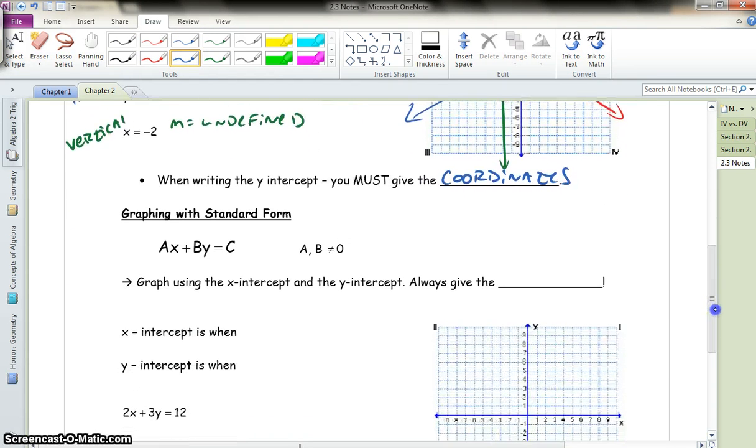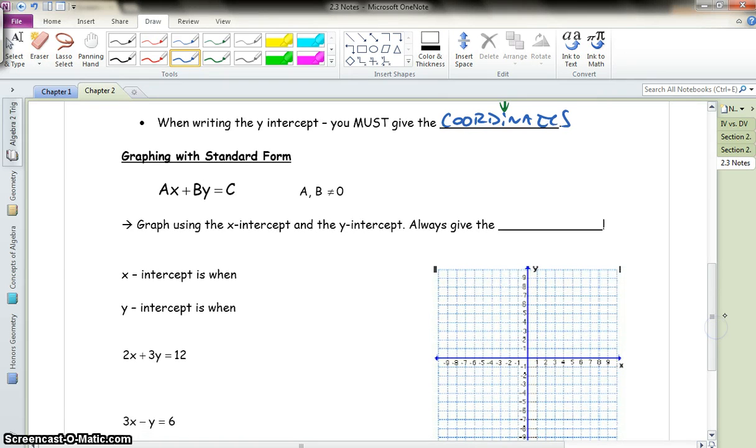Now, graphing in standard form. This is graphing with intercepts, strictly graphing with x and y intercepts. We only need 2 points to draw a graph, and when it's in this form, solving for y can sometimes be tricky, so this is an easier method we can use. Again, when we're using the intercepts, we're going to give coordinates. It's the proper notation, and it's the easiest way to keep your thoughts organized and know what's up.